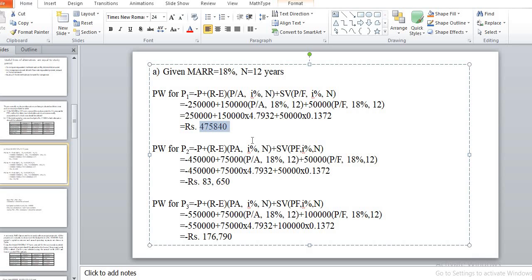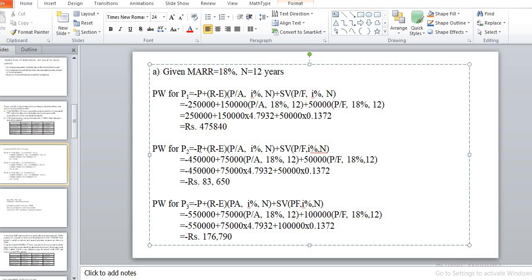For project second P2, again we can write it as minus P plus R minus E into this present worth factor P by A, again plus salvage value, again present worth factor P by F. So these are the P by A factor and P by F factor.